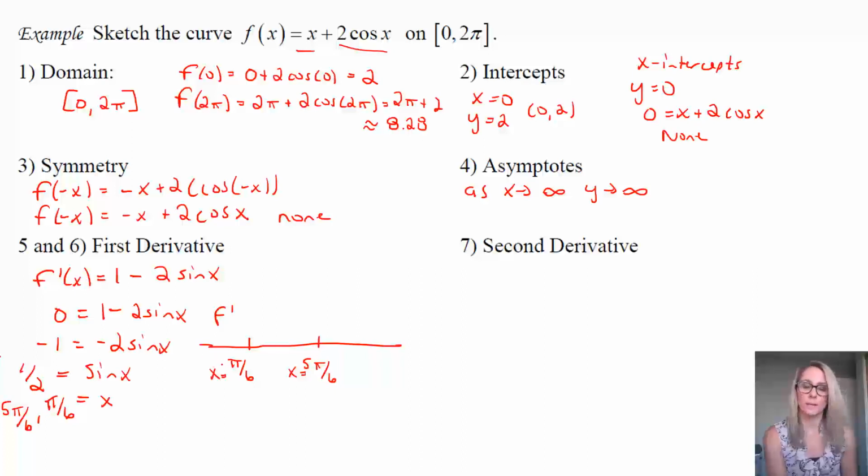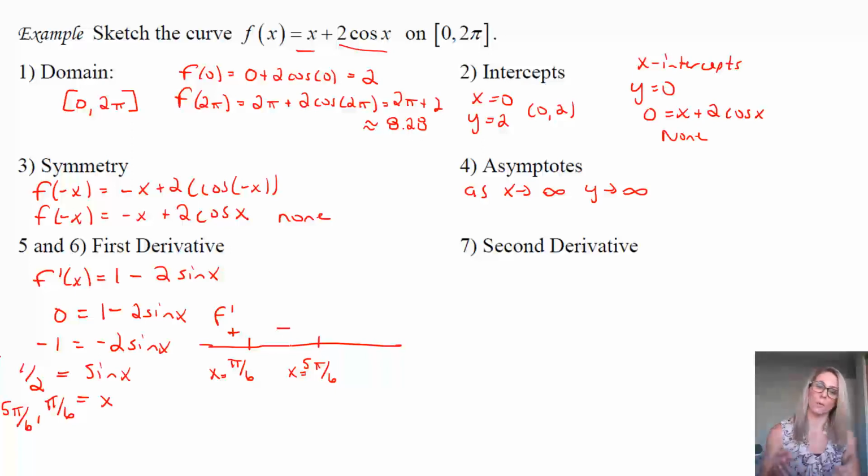So putting in something that's less than pi over 6, you could put 0 into the derivative. If you do that, sine of 0 is 0. So 2 times 0 is still 0, and 1 minus 0 is just 1. So that's a positive value. Between pi over 6 and 5 pi over 6, I would suggest something like pi over 2. Sine of pi over 2 is 1. 2 times 1 is 2, but 1 minus 2 is a negative 1.